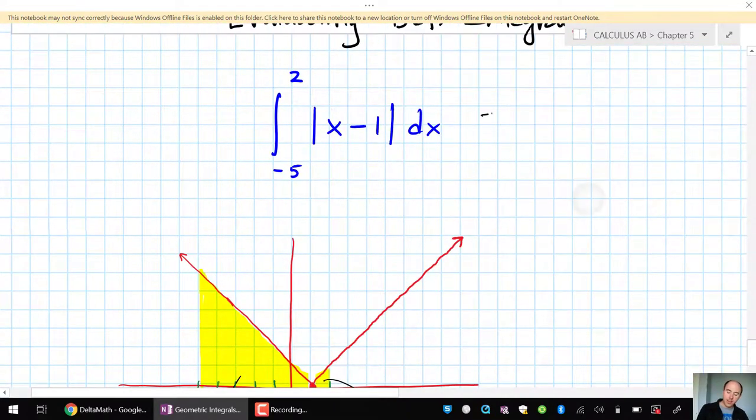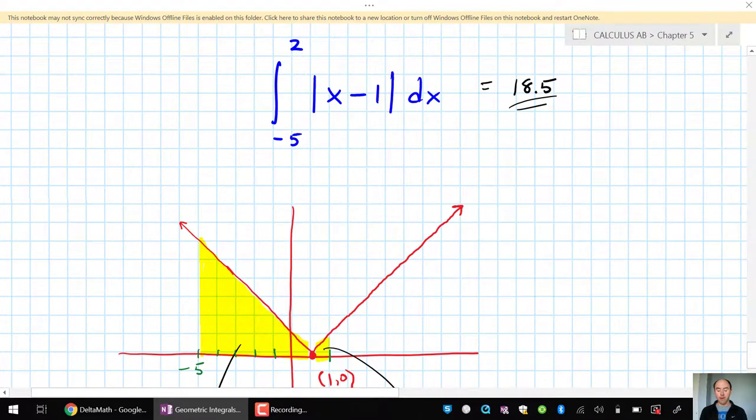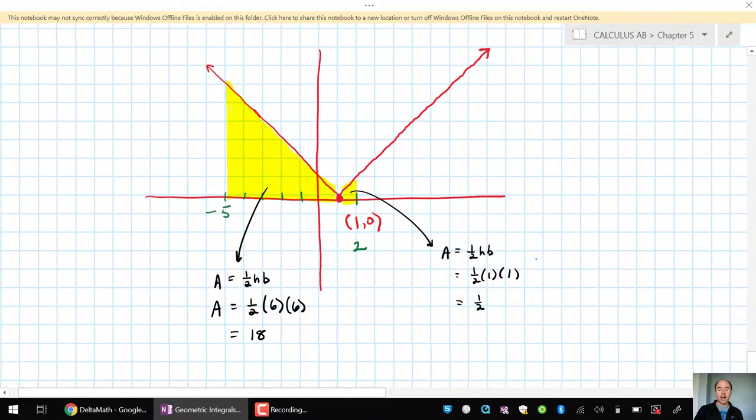I used a geometric approach. No need to do anything with FTC. I could type it in the calculator to confirm that my answer is right. But knowledge of geometric formulas of shapes from geometry class, like triangles and circles, trapezoids and rectangles, will come in handy when you're looking to evaluate definite integrals.